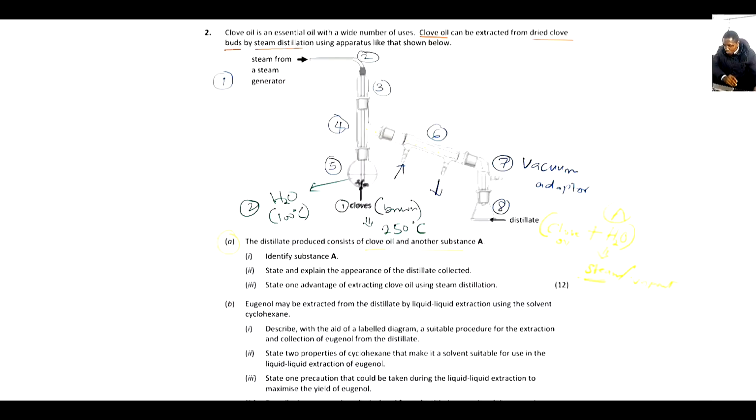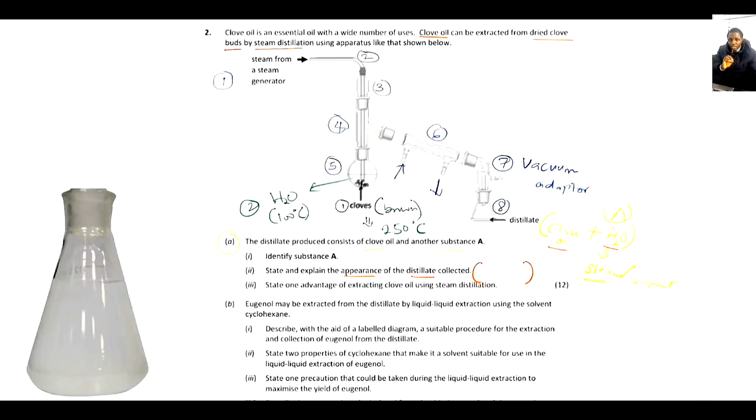Now, state the appearance of the distillate. What does the distillate look like? When we have clove oil and water together, what will the distillate look like? The distillate is made of clove oil and water. So what would be the appearance of the distillate? It will have a milky or cloudy appearance. You can even write cloudy.